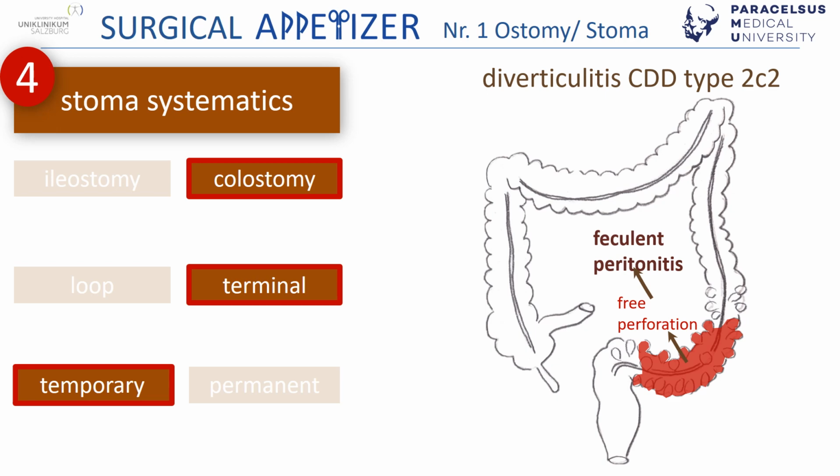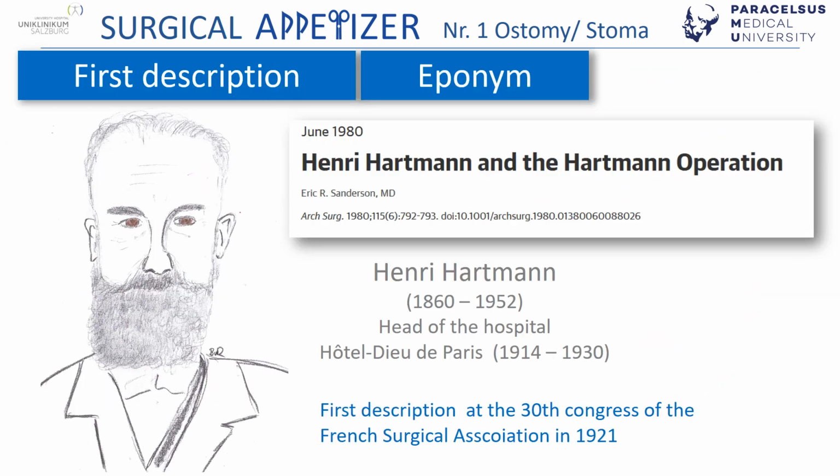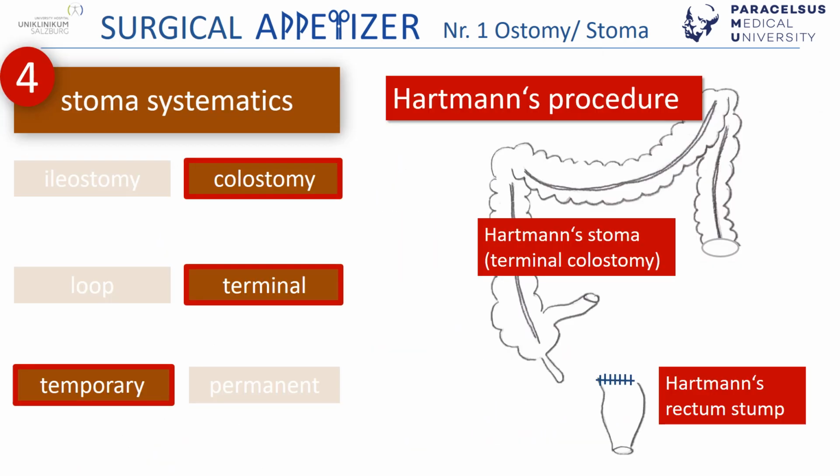In this situation, we need to make a quick operation, and the sigmoid resection is performed in a tubular fashion. The first one to describe this procedure was Henri Hartmann, a French surgeon in the Hôtel Dieu de Paris. He described it first at the 30th Congress of the French Surgical Association. And this is how it is done. The Hartmann's procedure means creating a terminal colostomy and closing the rectum stump, which is closed in a blind fashion.